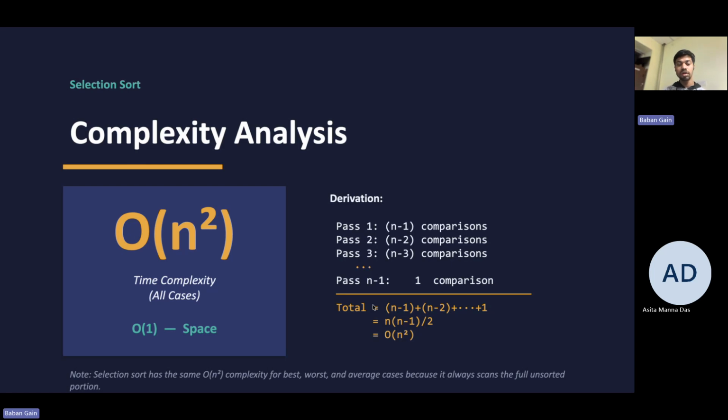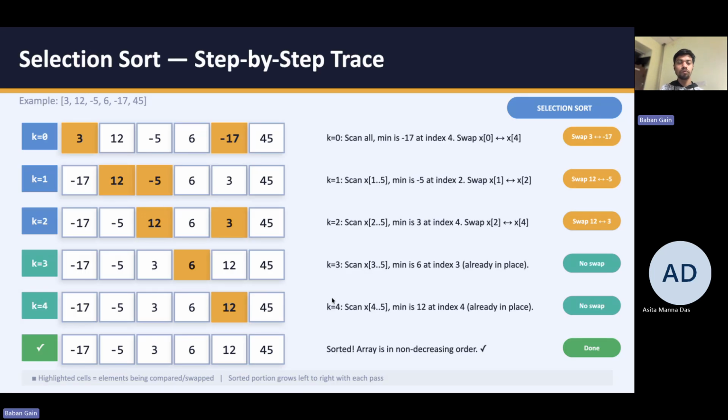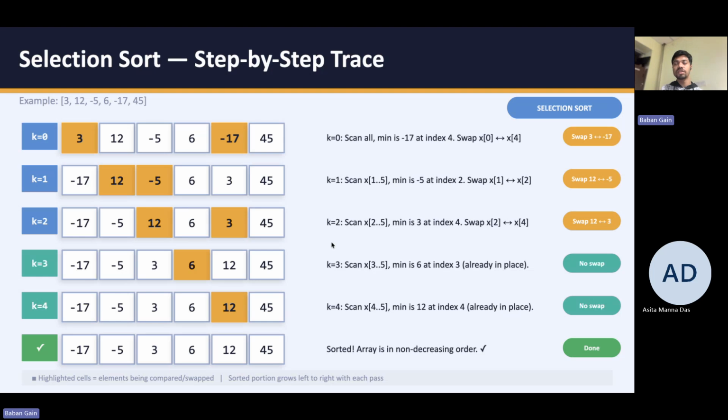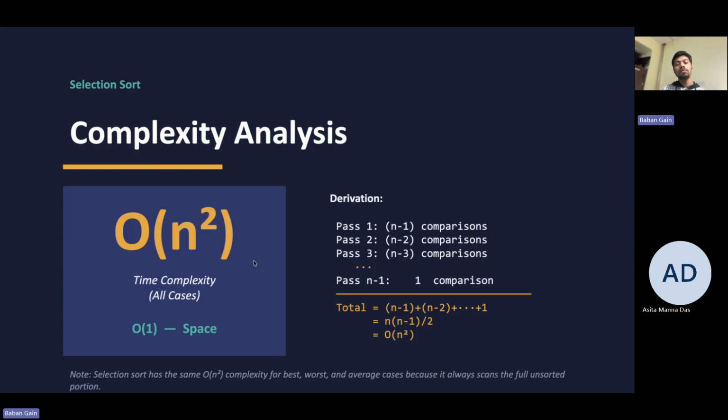So what is the time complexity? The time complexity is order of n square because we have two loops. Here we are running this loop n times, which is the size of the array. Here also it is n times, which is proportional to the size of the array. So within the loop, we have another n. It is a nested loop, each of size n. So n into n is n square.